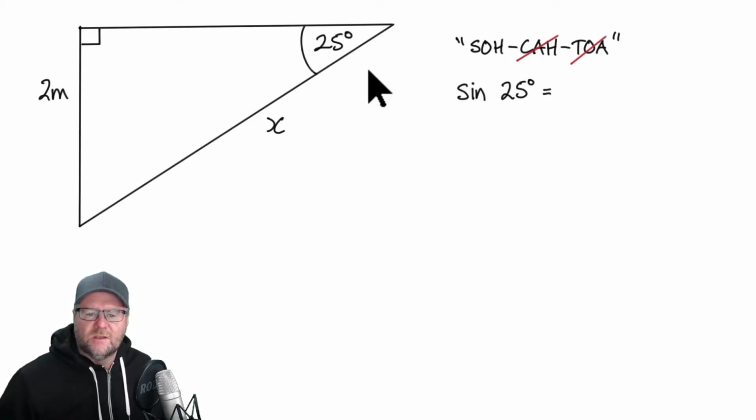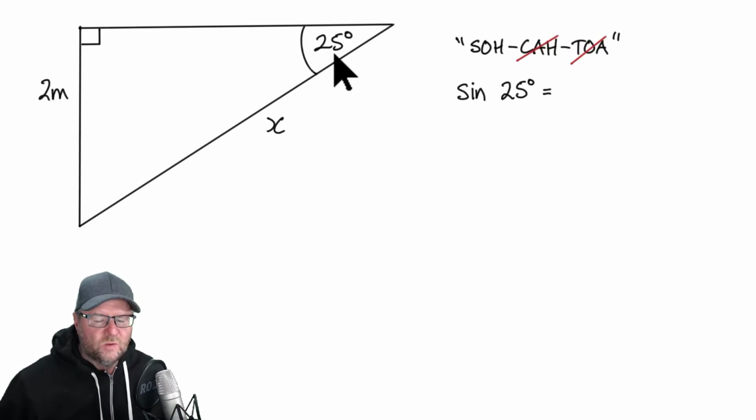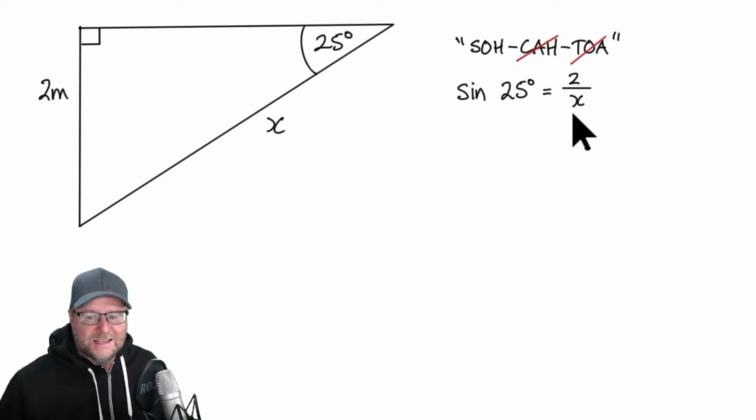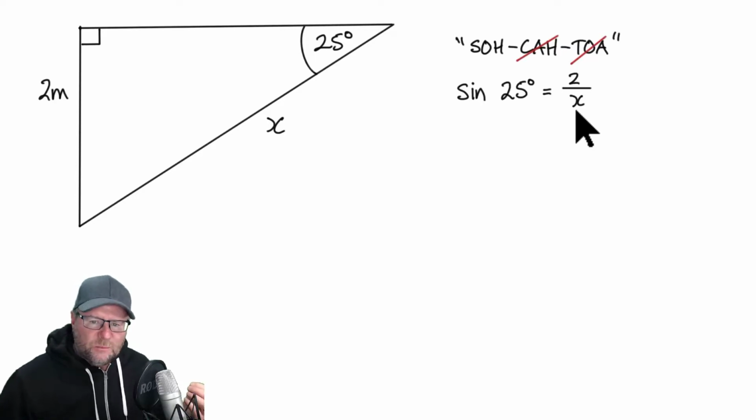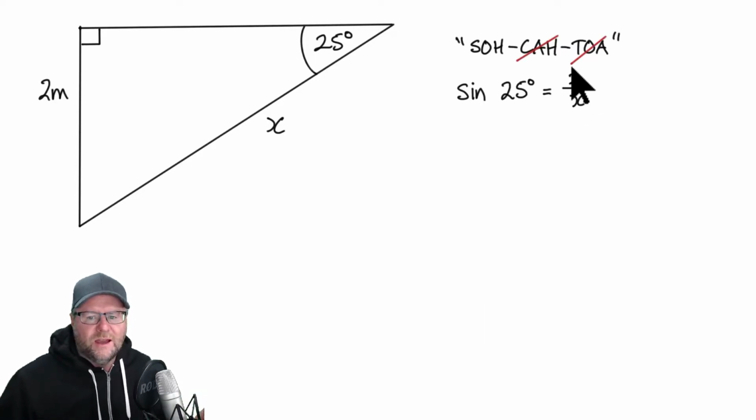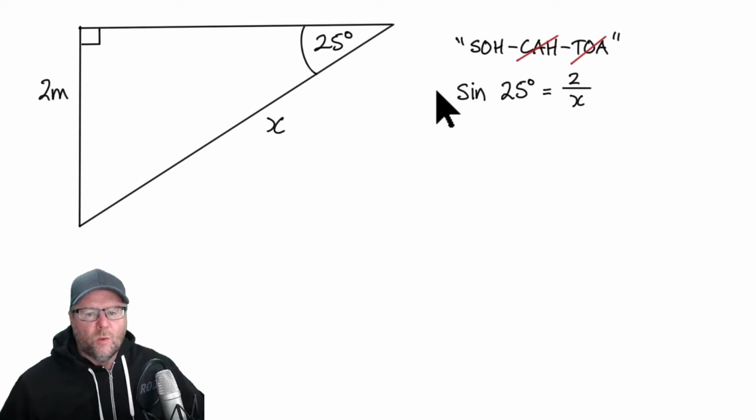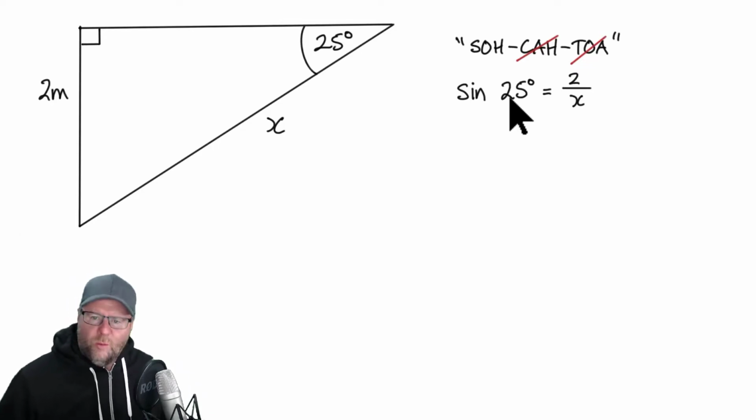So let's do that. Sine of the angle, 25 degrees, equals the opposite over the hypotenuse. So 2 over x. Now the x is the bit we're trying to find out. So I'm going to solve this for x. Now, in the previous video, we had the unknown, the letter, on the top of the fraction. And all we did was we dragged the denominator across here in front of the trig ratio. Well, in this case, it's almost as easy.